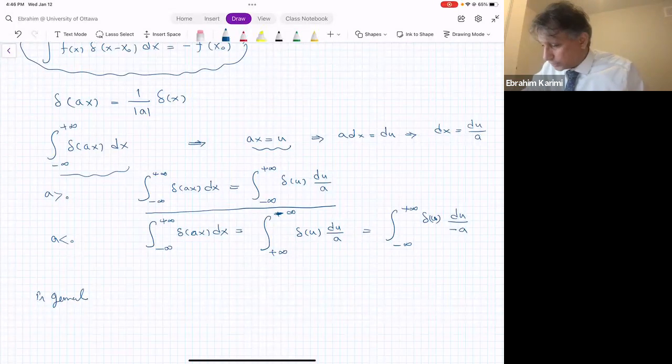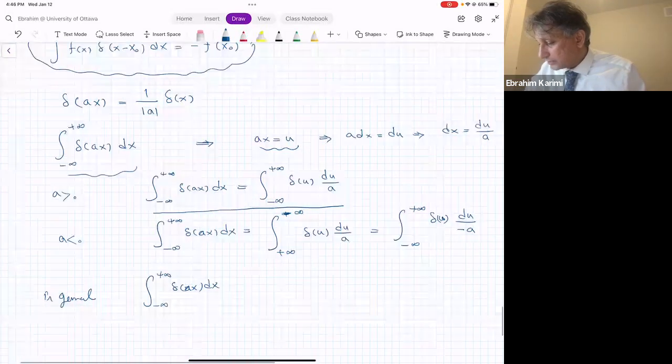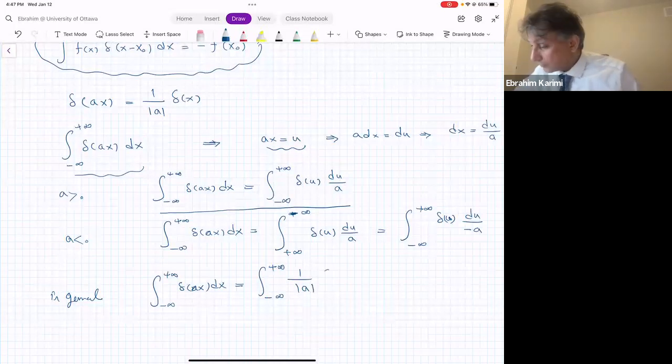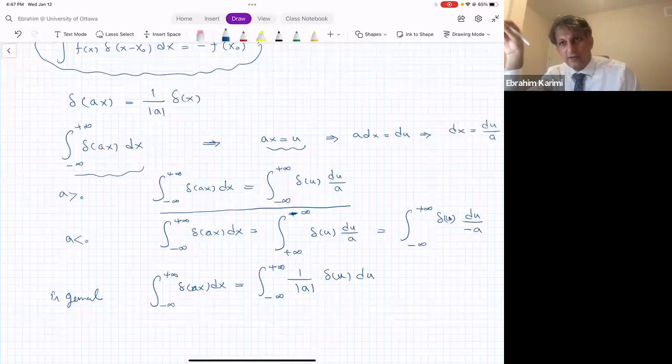for a general situation, the integral from minus infinity to plus infinity of delta of ax dx is equal to the integral from minus infinity to plus infinity of 1 divided by absolute value of a, delta of u du. Do you agree? Because the absolute value of a for positive is a, for negative is minus a. Good.